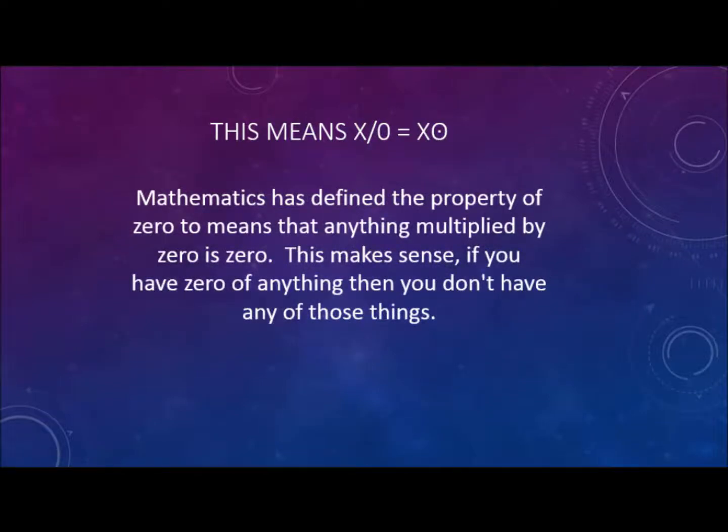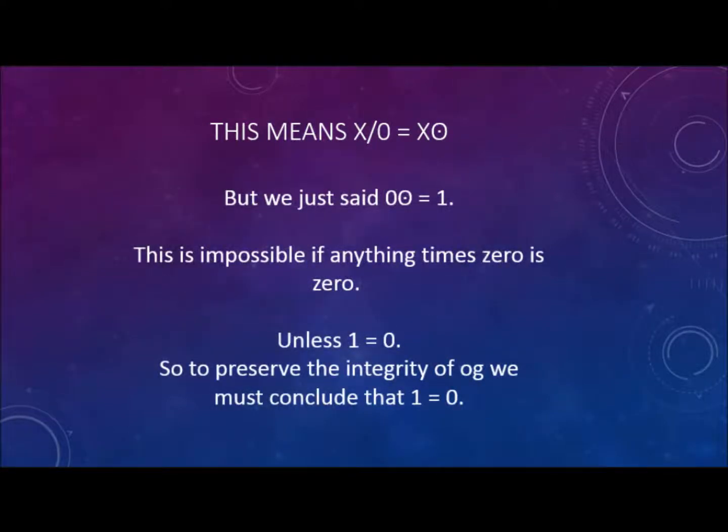Now, mathematics has defined the property of 0 to mean that anything multiplied by 0 is 0. This makes sense. If you have 0 of anything, then you don't have any of those things. But we just said that 0 times og is 1. This is impossible if anything times 0 is 0. Unless, of course, 1 is equal to 0. So to preserve the integrity of og, we must conclude that 1 is equal to 0.